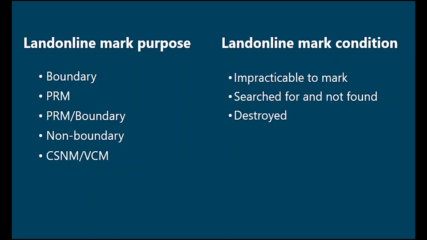We added impractical to mark, where you're required to place a boundary mark, but you can't place the peg because of an obstruction or it's not safe. If you look for a mark but you can't find it, you need to tell us that by setting the mark condition to searched for and not found. It's no longer appropriate to just record that information in the survey report. If the mark has been searched for and been destroyed, that is, you know it's been dug up because there's now a trench or a manhole in the same location, you need to set the mark condition to destroyed.